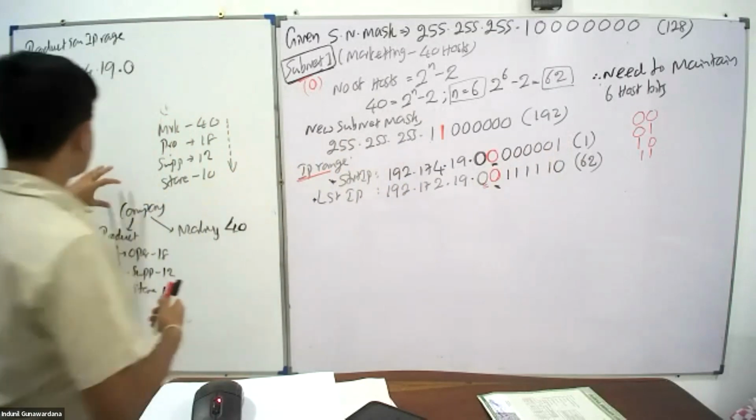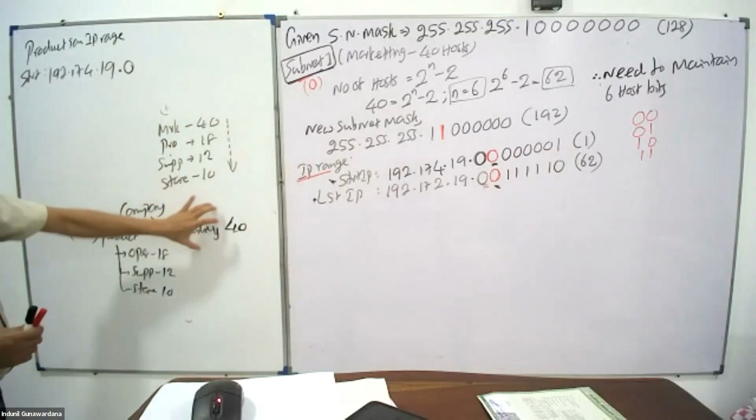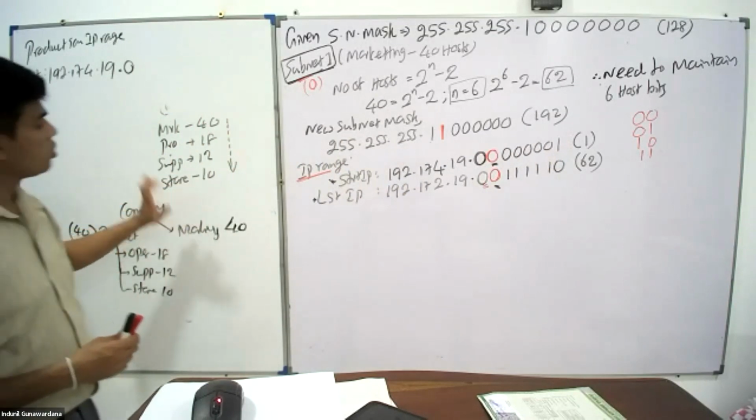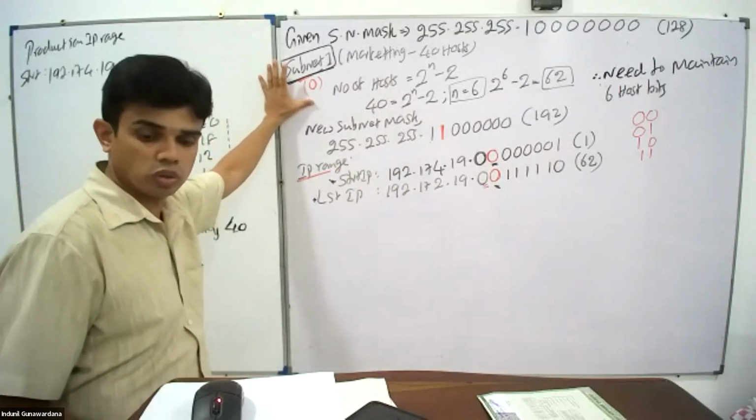So what I wanted to say is this is the entire company, marketing 40, even production 40. Right. Then I found the IP address range for marketing. Will you agree with me?